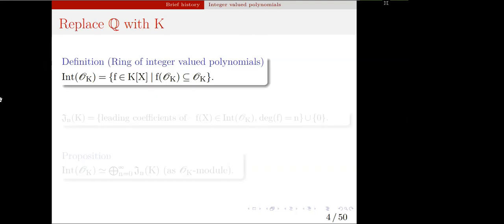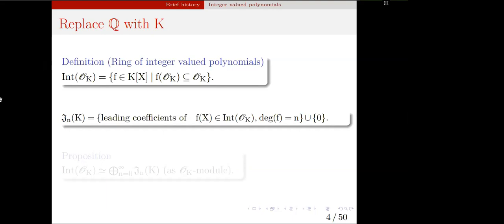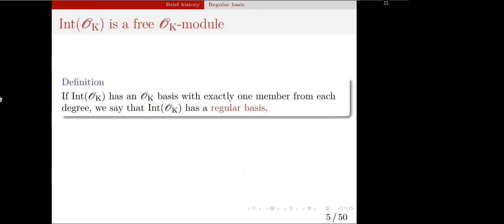So let J_n(K), for each non-negative integer n, be defined as the set consisting of all leading coefficients of degree n integer valued polynomials of x along with 0, and one can show that this isomorphism holds. We will not prove it here, but by this proposition, one can show that such a big projective O_K-module is free, and now we have Int(O_K) is a free O_K-module for every number field K. But finding an O_K basis for Int(O_K) such that it has exactly one member from each degree may be difficult to describe. And we say Int(O_K) has a regular basis if Int(O_K) has such a basis.